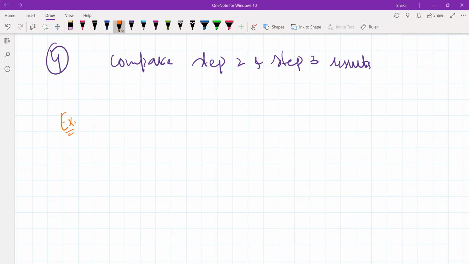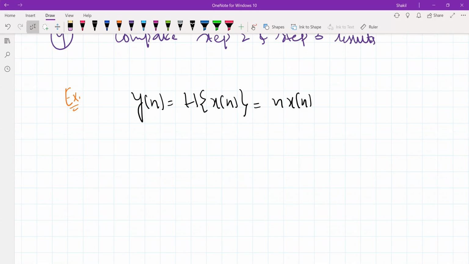Let's give an example to illustrate this. Let me take this example. y of n is, I will define the system like my system is doing this operation n times x of n. So let's check this. What's the system doing? When the system operates on this input signal, it produces the same input multiplied by the current sample time.